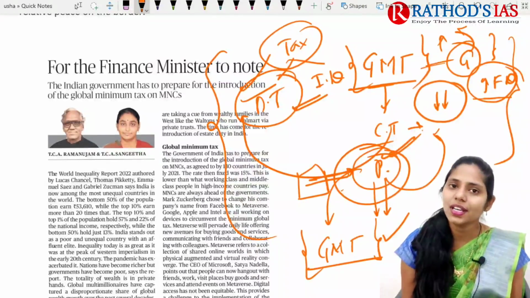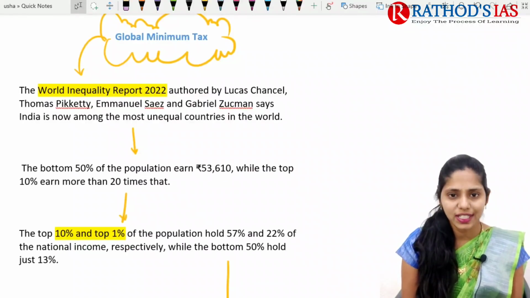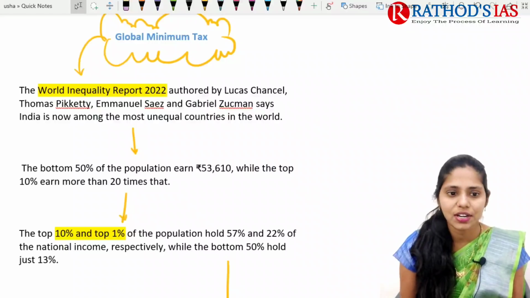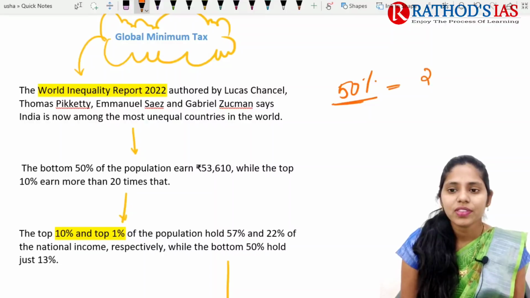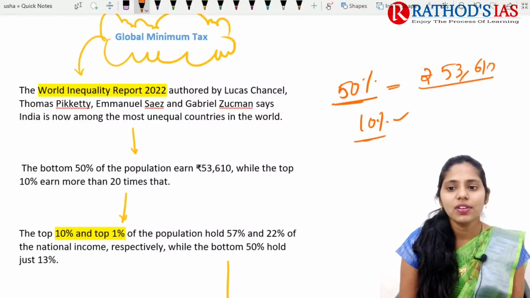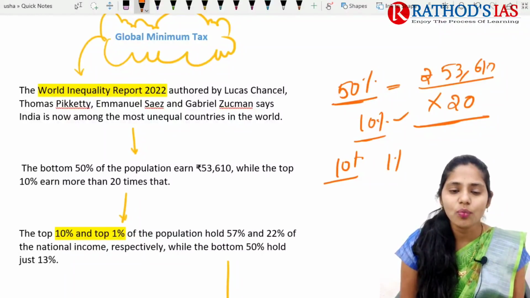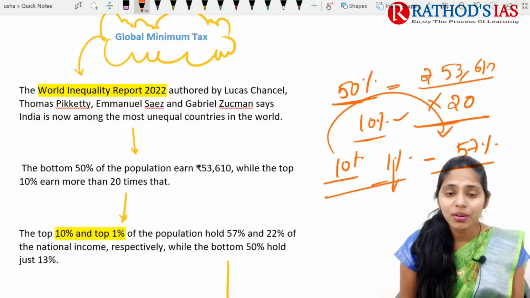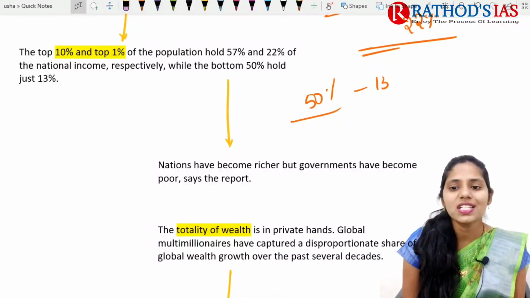So now let us try to see this topic in great detail. Recently the World Inequality Report 2022 was released, right? And this report says that there are high levels of inequality seen in the countries. If you are talking about how much inequality is present, the bottom 50% of the population will earn rupees 53,610, and if you see the top 10%, they will earn 20 times more than that. So here the top 10% of the population hold about 57% of national income, and the top 1% have 22% of national income. But the bottom 50% hold just 13%.